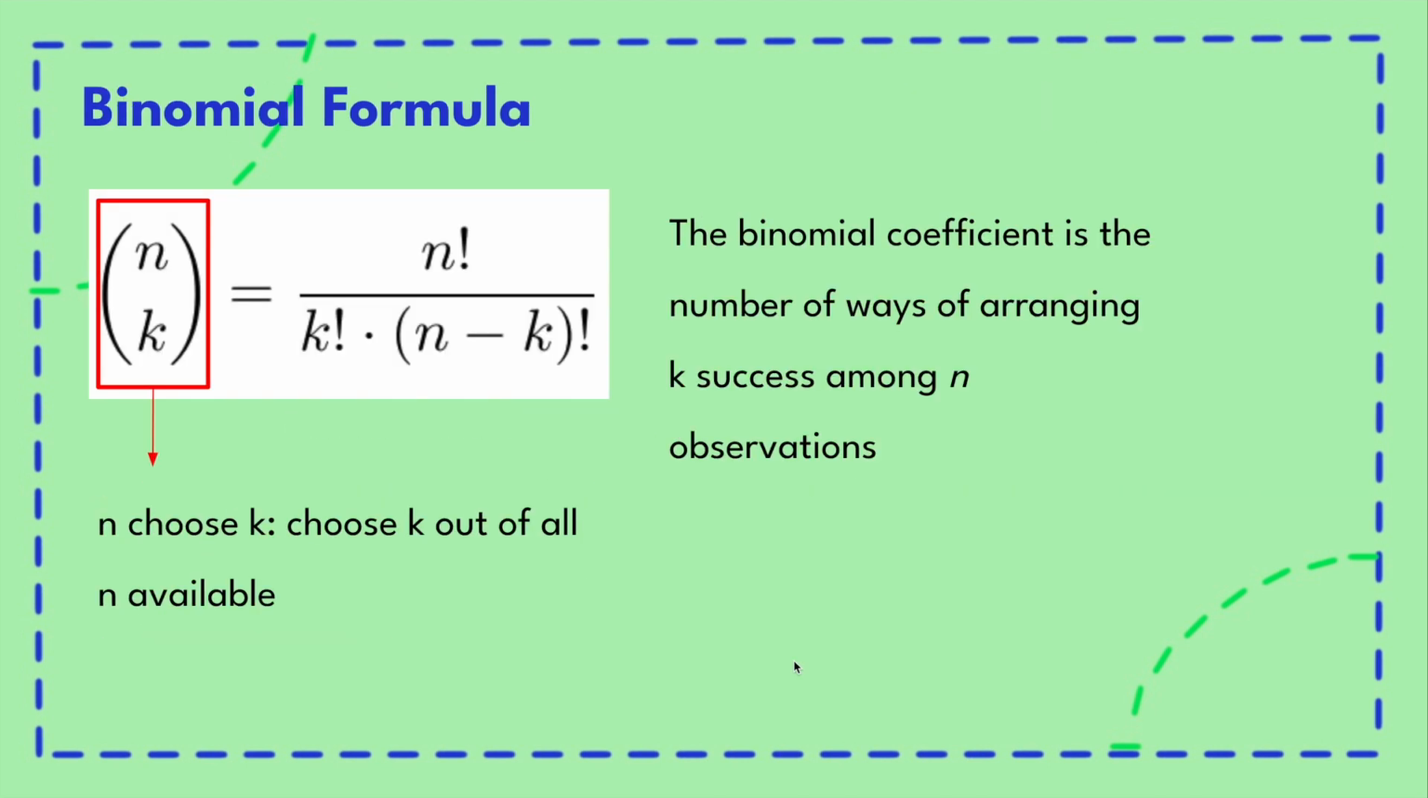Now, let's look at the binomial formula. And this here, we don't need to know the exact details of this for the AP Stats exam because we will use our calculator to do this for us. But something that I did want to highlight here is that this is called the binomial coefficient and is the number of ways of arranging k successes among n observations. So n is your number of trials, k is going to be your specific instance, which we will look at in further examples. This notation here is n choose k, which means to choose k out of all n available.